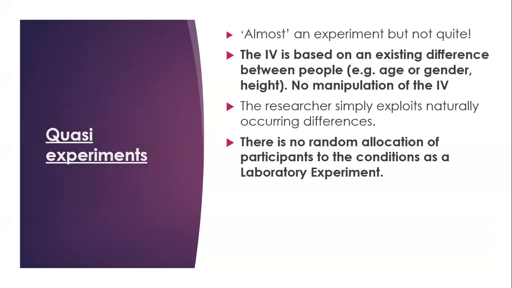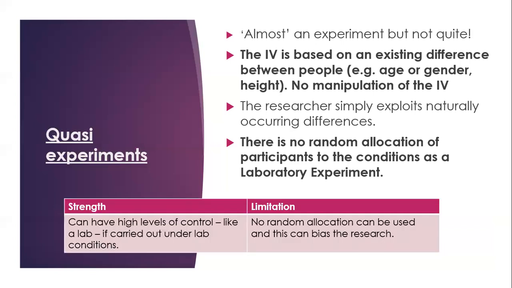Here we have no random allocation of participants to the condition, as you would find in a laboratory experiment. If you're 16, you go into the 16-year-old group. If you're 18, you go into the 18-year-old group. You cannot randomly allocate, because remember, in a laboratory experiment, we use random allocation to limit bias, especially researcher bias. So that means everybody has the same and equal opportunity to go into either condition. Well, in this quasi experiment, that doesn't happen. Okay, so that's a nice little overview of that.